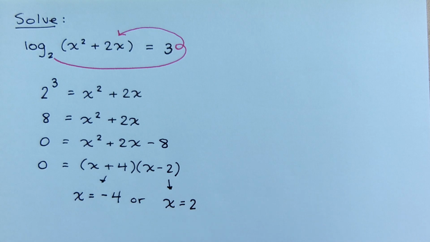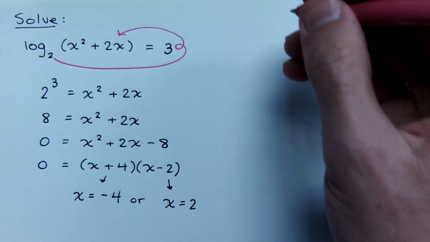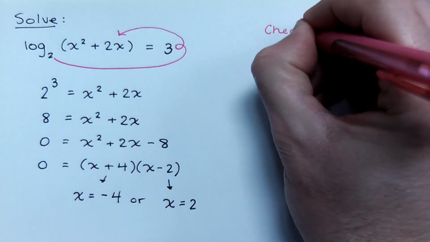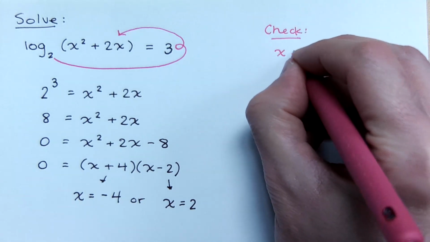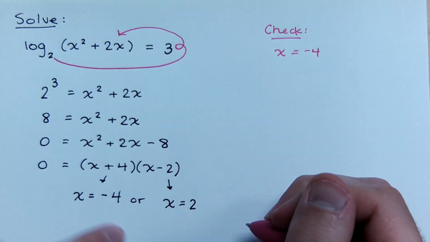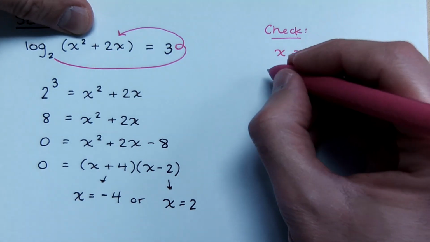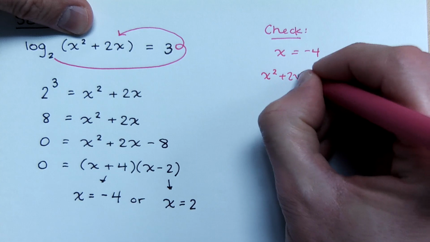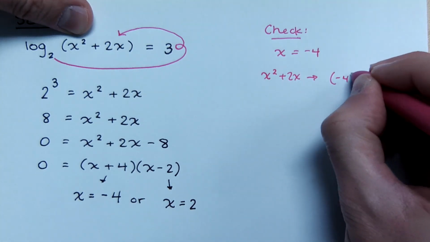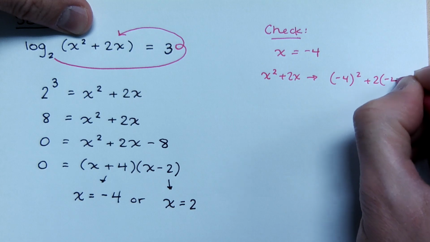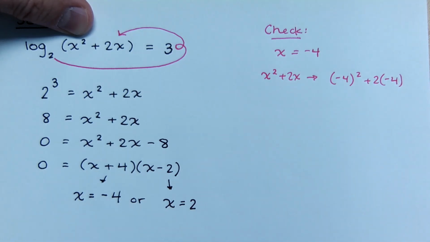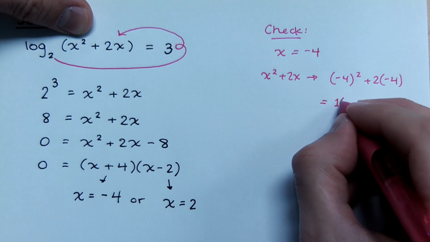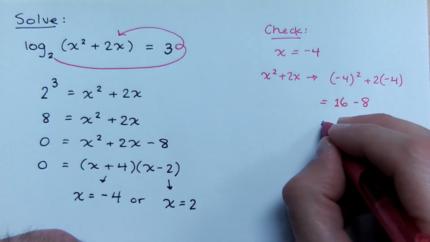Now before you start boxing every answer that you get, when it comes to logarithms, you're going to have to check these guys because logarithms have a naturally restricted domain. So let's come over here to the side and check each of these. Let's check x equals negative 4. I just need to plug it in here. So x squared plus 2x, when I plug in the negative 4, and notice that whenever I plug in, I use parentheses so I can pay attention to my signs. This gives me a positive 16, minus 8, so I get 8.